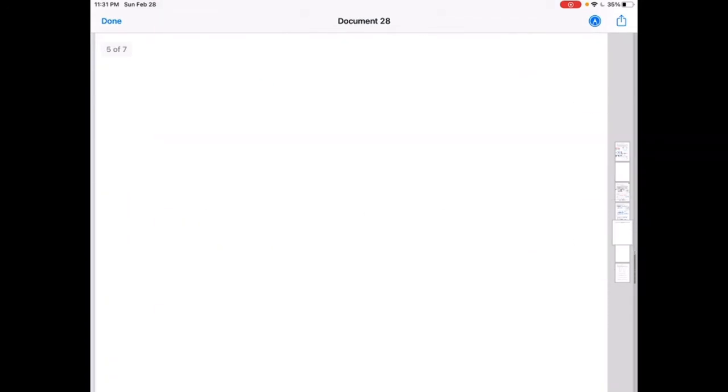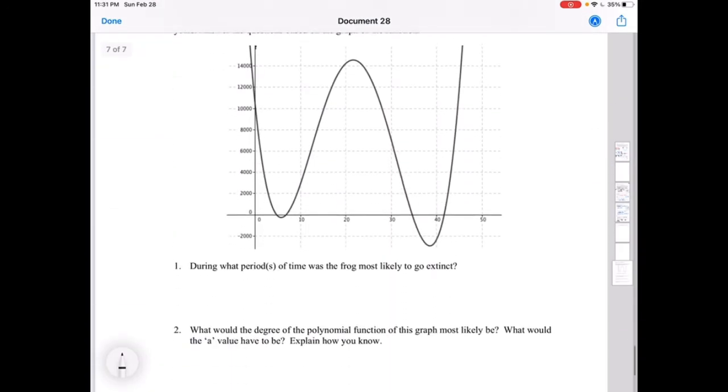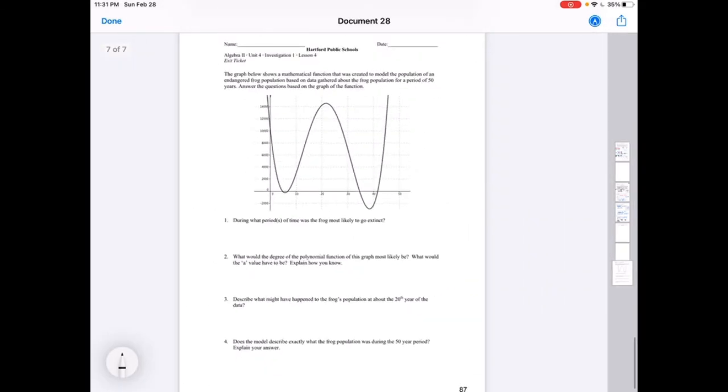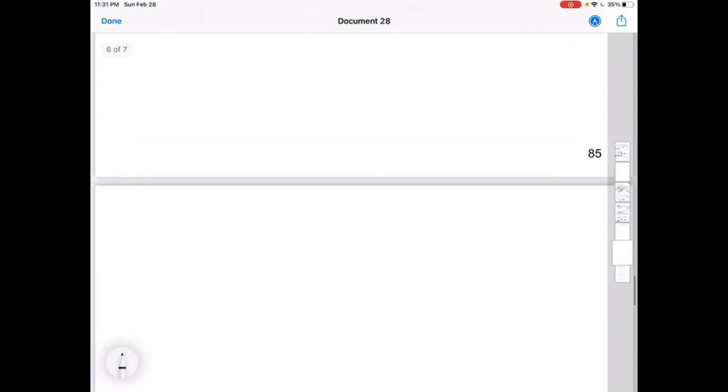All right, and for an exit ticket today, we're going to be doing a very similar problem that has 4 questions to answer along with the graph. All right, and we're going to go over that as a class together.